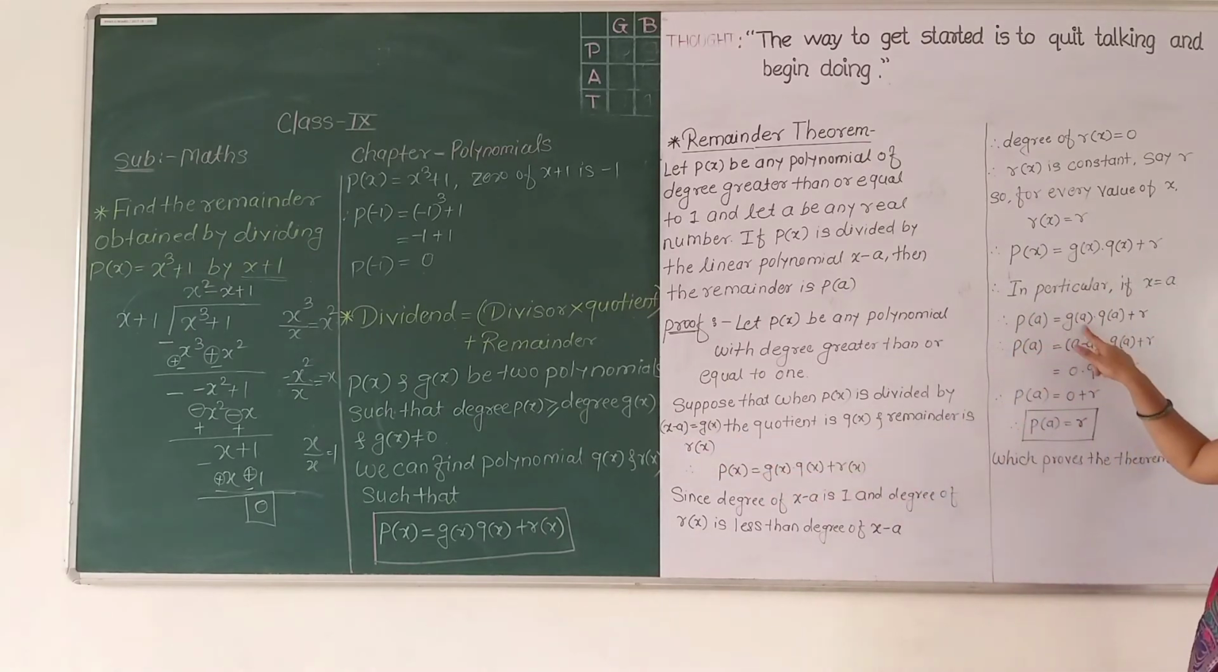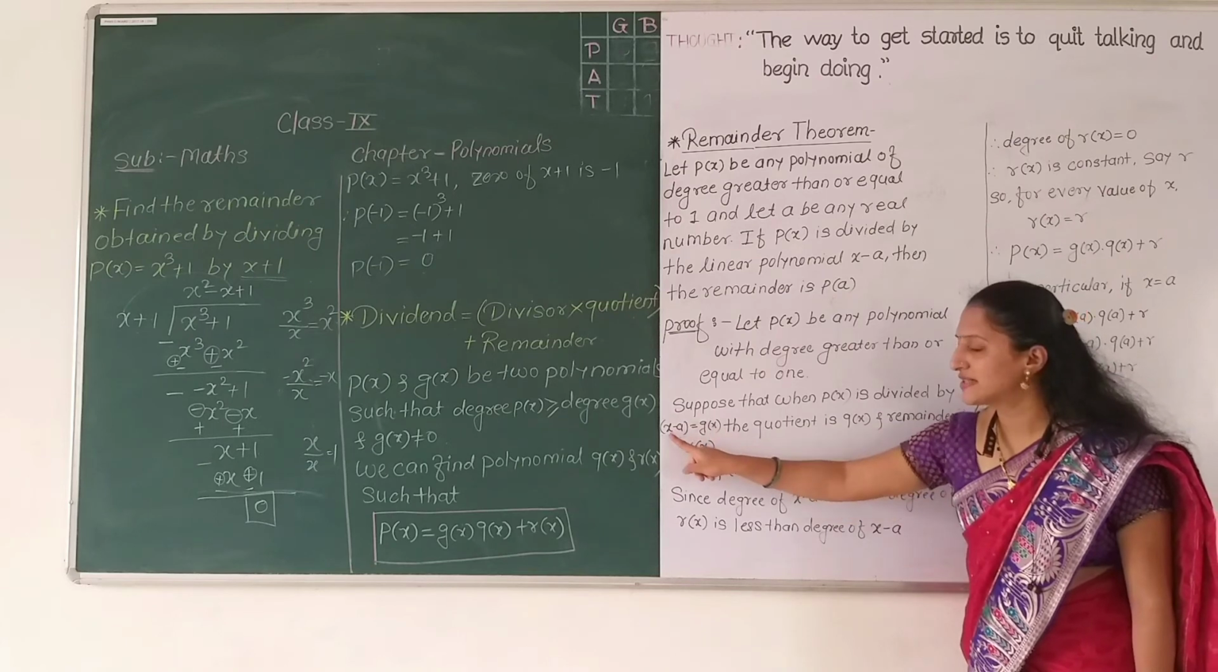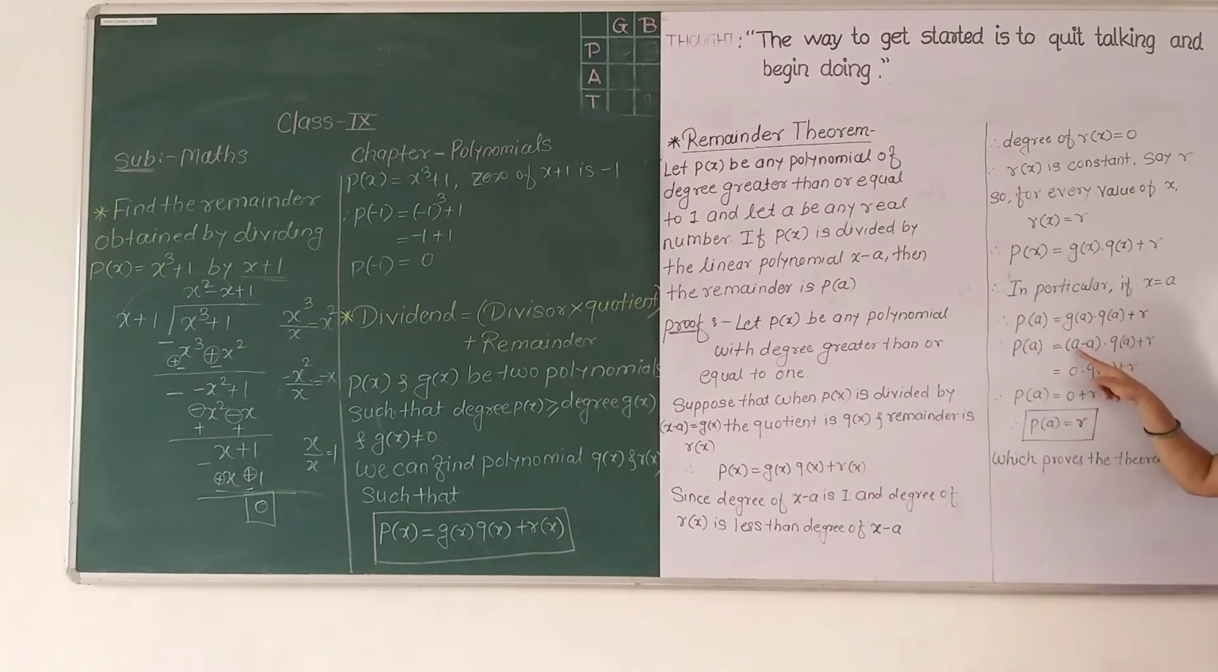So g(a) is equal to what? a minus a. Instead of x, I write here a. So g(a) times q(a) plus r is a minus a times q(a) plus r. a minus a is 0, so 0 times q(a) plus r. But 0 times q(a) is 0. That means we get p(a) is equal to r. But r is the remainder.